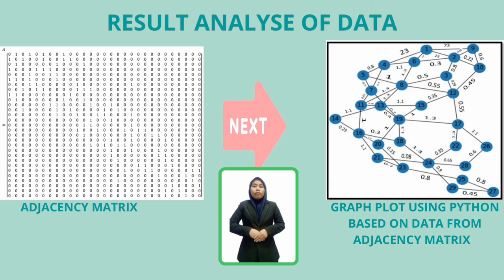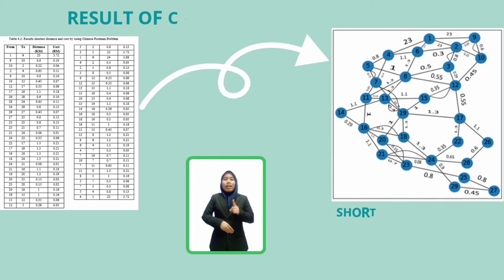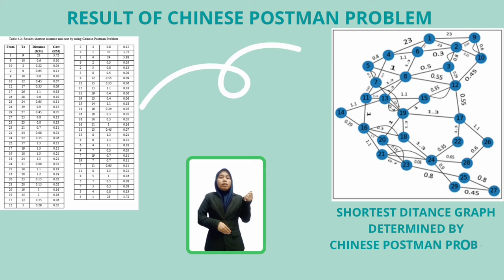This is the result of the shortest distance with minimum cost determined by DA and its corresponding graph. And this is the shortest distance with minimum cost calculated by CPP. This graph represents the suggested path after implementing CPP.